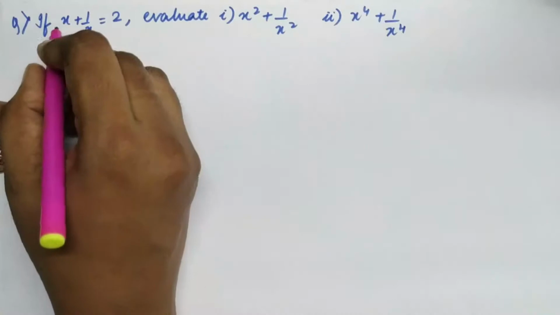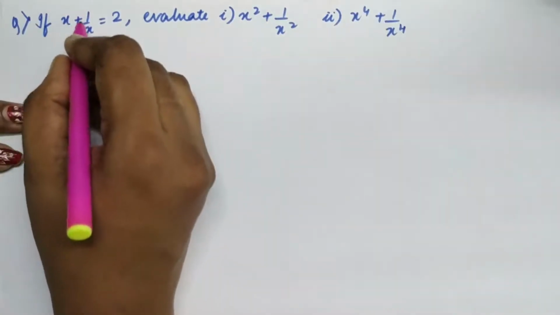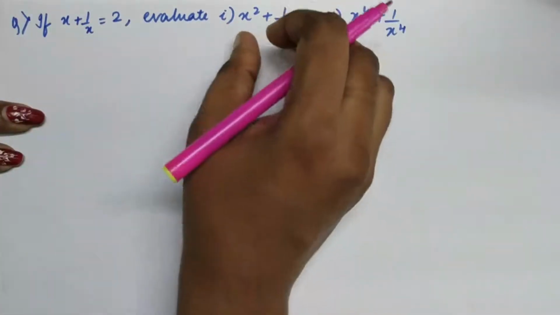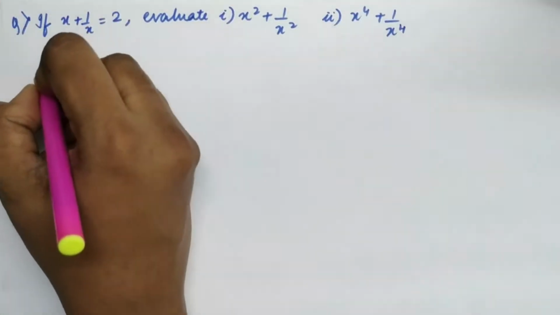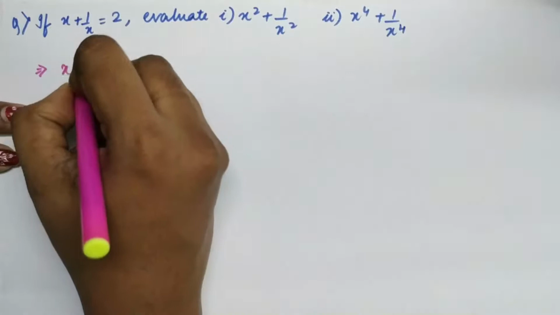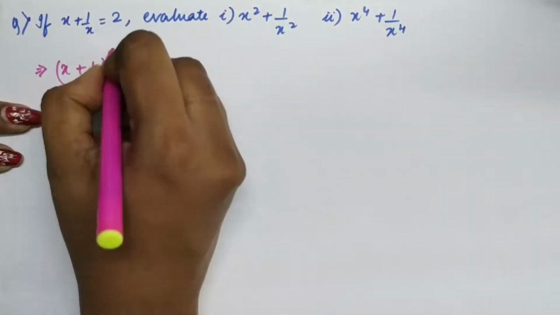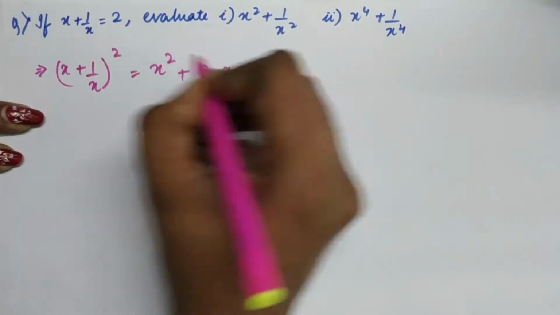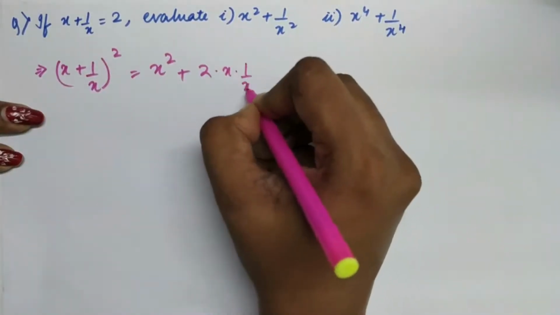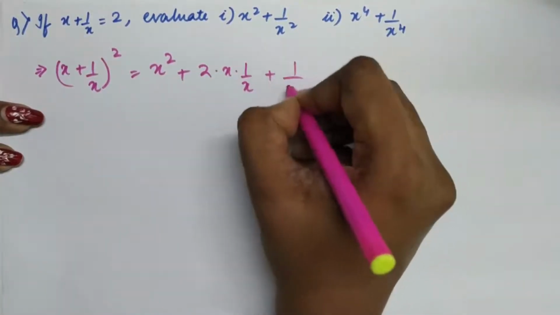Now moving to the next question, using identity again, we solve these kind of questions. So if it is given that x plus 1 by x is 2, evaluate x square plus 1 by x square and x to the power 4 plus 1 by x to the power 4. So you know the formula. When I do the square of this number, I am going to get 2 square plus 2 into a, that is x here, and b, that is 1 by x here, plus 1 by x square.